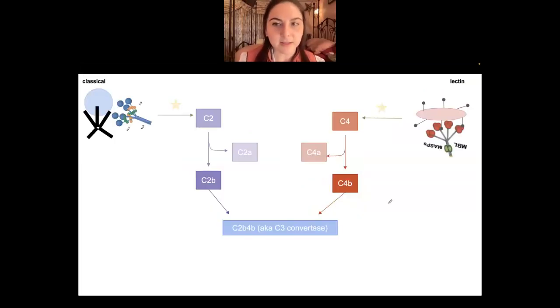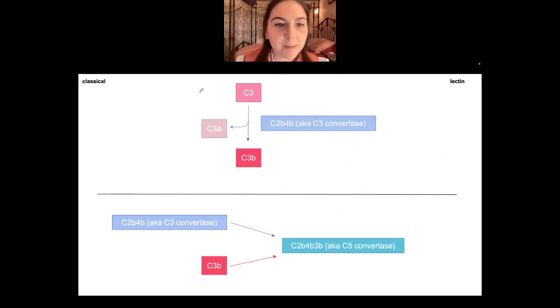So now let's go back to the classical and the lectin pathway. We're at this point where we have our C3 convertase made, and now, what do you know, we're going to get conversion of C3. This is what happens in both of these pathways. So now these pathways have already converged, which is good. You don't have to memorize too much that's different between these two. At this point, C3 is going to get converted into C3a and C3b by the C3 convertase that we just made.